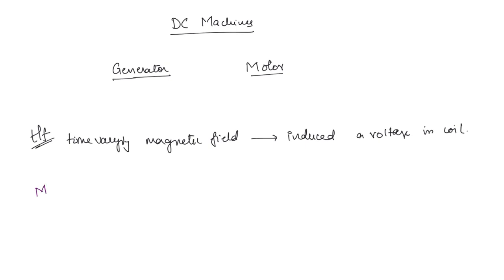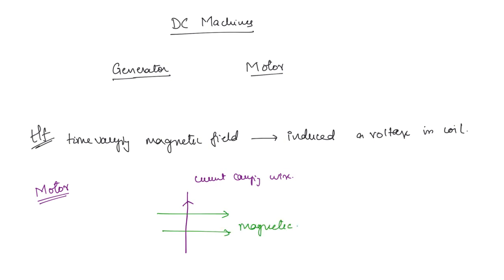Next, if you consider the basic principle of the motor, what is going to happen? There is going to be a current carrying wire, remember the current is already flowing, which is now placed in a magnetic field. Now when a current carrying conductor is placed in a magnetic field, it will experience a force on it. So there will be an induced force. So this is how you get the motor.